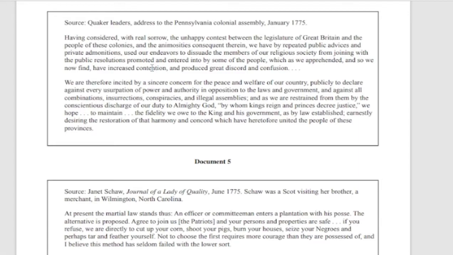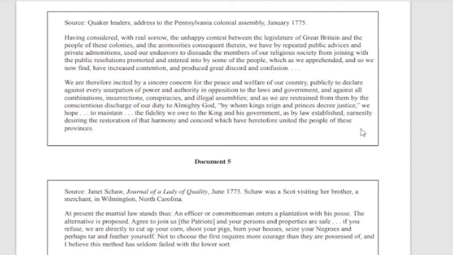We therefore, incited by sincere concern for the peace and welfare of our country, publicly do declare against every usurpation of power and authority and imposition of the laws of government, and against all combinations of insurrections, conspiracies, illegal assemblies, as we are restrained from them by conscientious discharge of duty by Almighty God. We hope to maintain the fidelity we owe to the King and his government, as by law established, earnestly desiring the restoration of that harmony and concord which have hitherto united the people of these provinces.